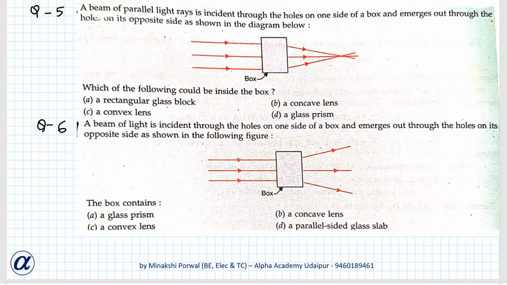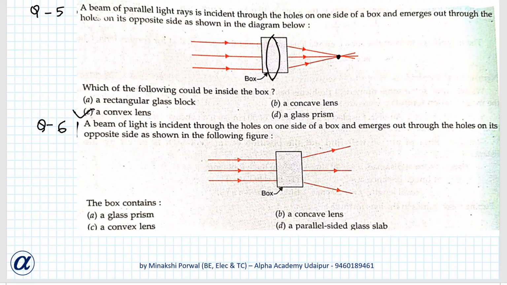Next one. A beam of parallel rays is incident through the hole on one side of a box and emerges out through the holes on the other side as shown in the diagram below. Which of the following could be inside the box? If you have done convex lens, concave lens, prism and rectangular block clearly, it's clear that a convex lens can give us this image, because the convex lens is a converging lens. All the rays which are coming parallel will meet at the focus. So the convex lens will be the correct answer.